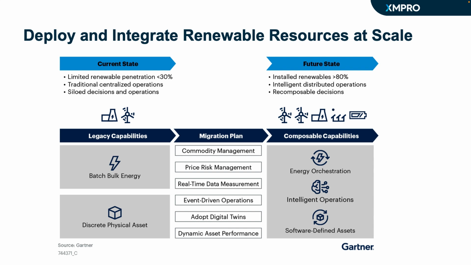Now, in order to do that, and this is from Gartner, to move now where we right now have a limited amount of renewables, as that changes, and how we also centralize everything, even from the decision support and the applications that we use, very monolithic applications and structures that we had, moving into intelligent distributed organizations, recomposable decisions. The way to do that is by one, adopting digital twins in the context of the discussion today, as well as composable capabilities and how we do that.